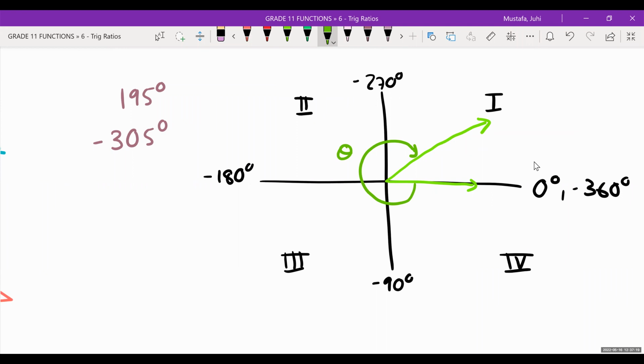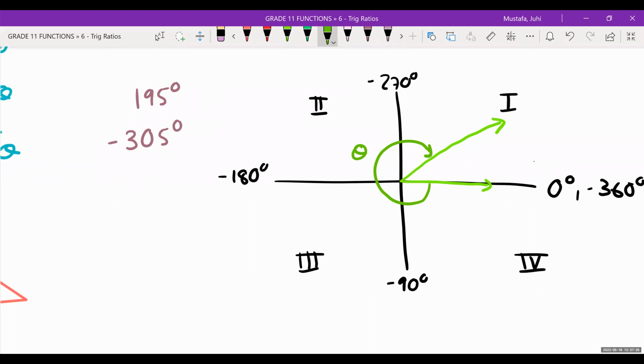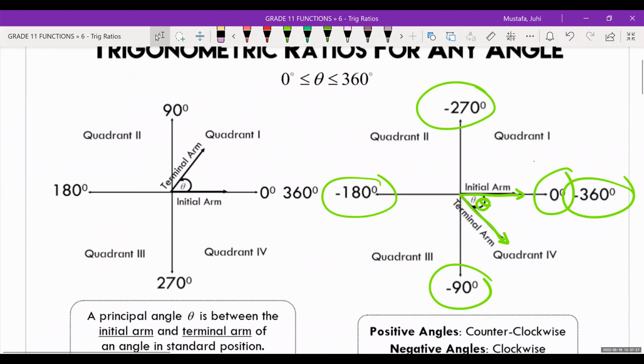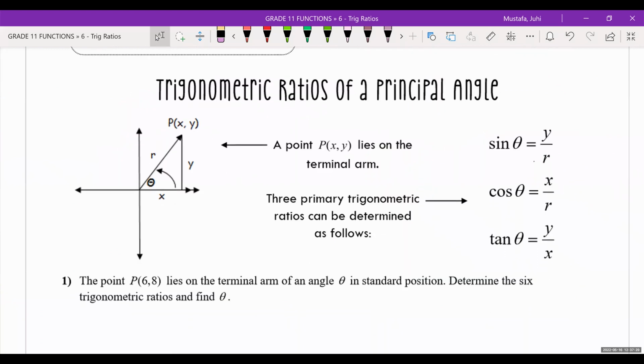Does this make sense? Okay, so this is the basic idea of what we're going to be doing all of this week. We're going to do a little bit more before we stop. Let's talk about the trigonometric ratios of a principal angle. So whenever you draw your angle, you're also going to draw a little triangle to go with it.